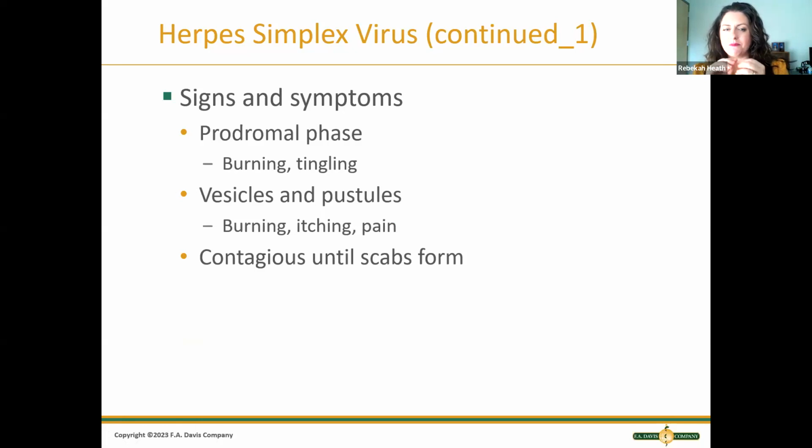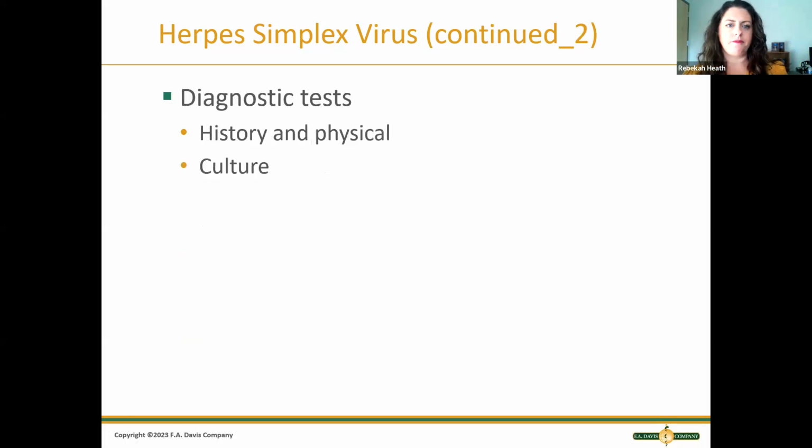And then you're going to have these pustules or vesicles that form, and they're going to be painful and itchy and burning, and they're contagious at that point. When they start to scab over, those pustules, they're not leaking any fluid, they're scabbed over, then they are not contagious anymore. But while they are open and leaking fluid, they are contagious.